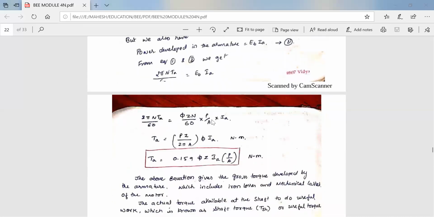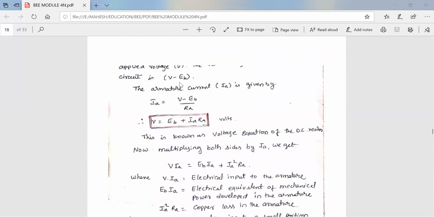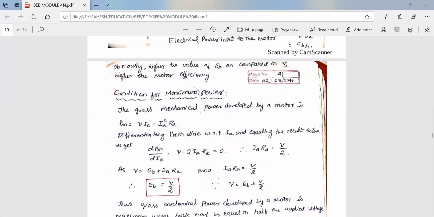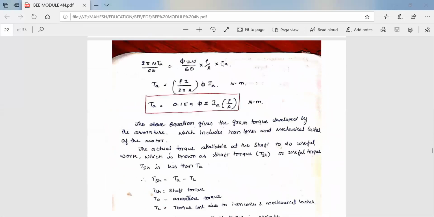And we know the equation for back EMF. That is given by Eb equals Z phi n divided by 60 into P by A, same as your generated EMF. So on equating those two, we solve for the torque equation, means to find armature torque. On rearranging the terms, we get Z phi Ia divided by 2 pi into P by A. So this is the equation for armature torque.